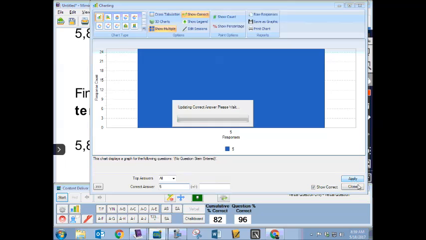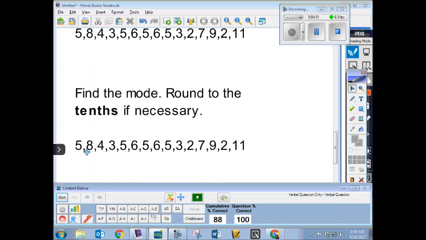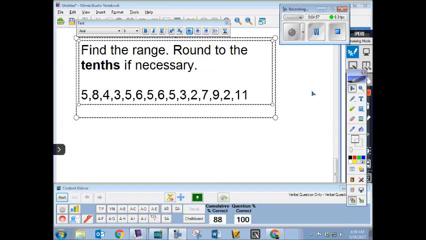So everybody in the class got that one good there. So we know that 5 occurred 4 times. No other number appeared more than 2 times. Go ahead. So now we're going to tell me the range of that set of numbers.